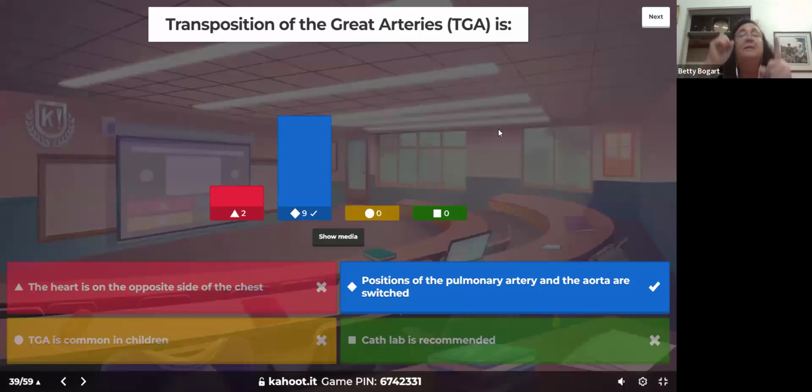So that means the aorta and the pulmonary artery are switched, and they need to give them oxygen. Put a PDA, keep it open, and then they do surgery, okay? What they do is an arterial switch, it's called, and they switch it. Now, sometimes with transposition, just getting that PDA open is not enough oxygen.